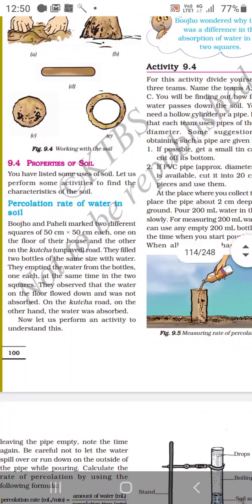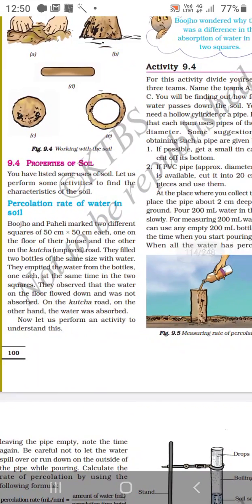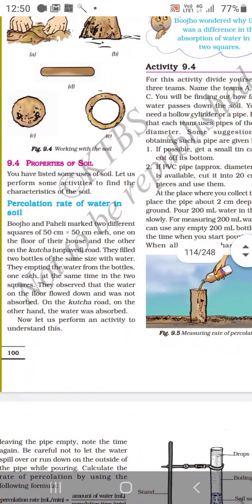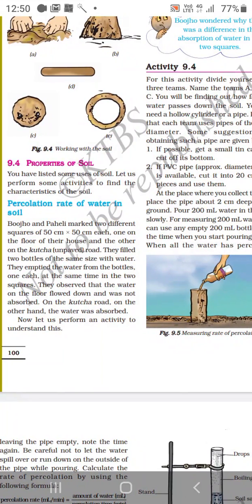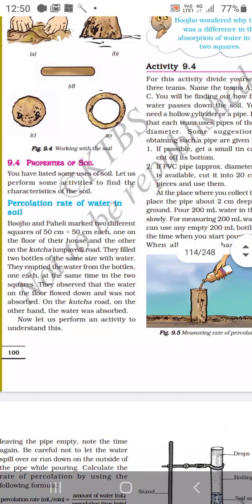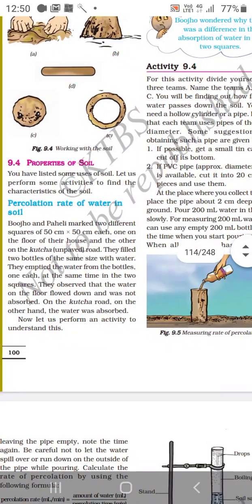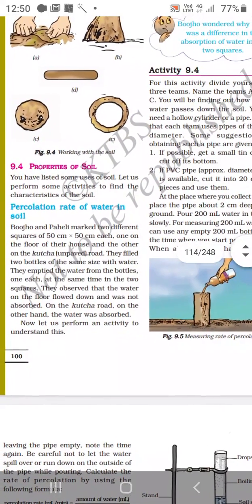What is percolation? Percolation is where the water seeps into the soil or gets absorbed by the soil. It's very important. Because of this property we get underground water. Nowadays percolation is becoming less and less because of cement roads or white tapping of roads.